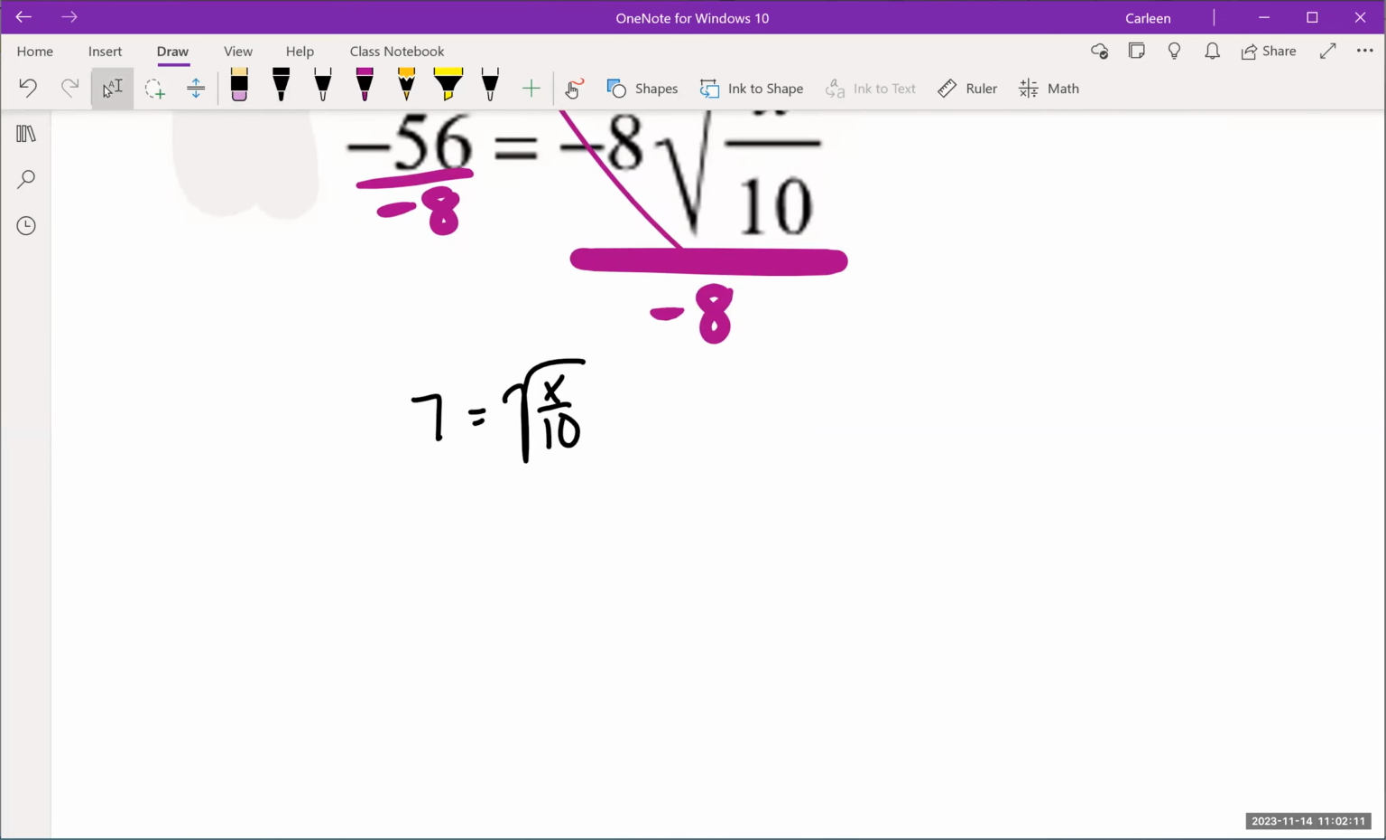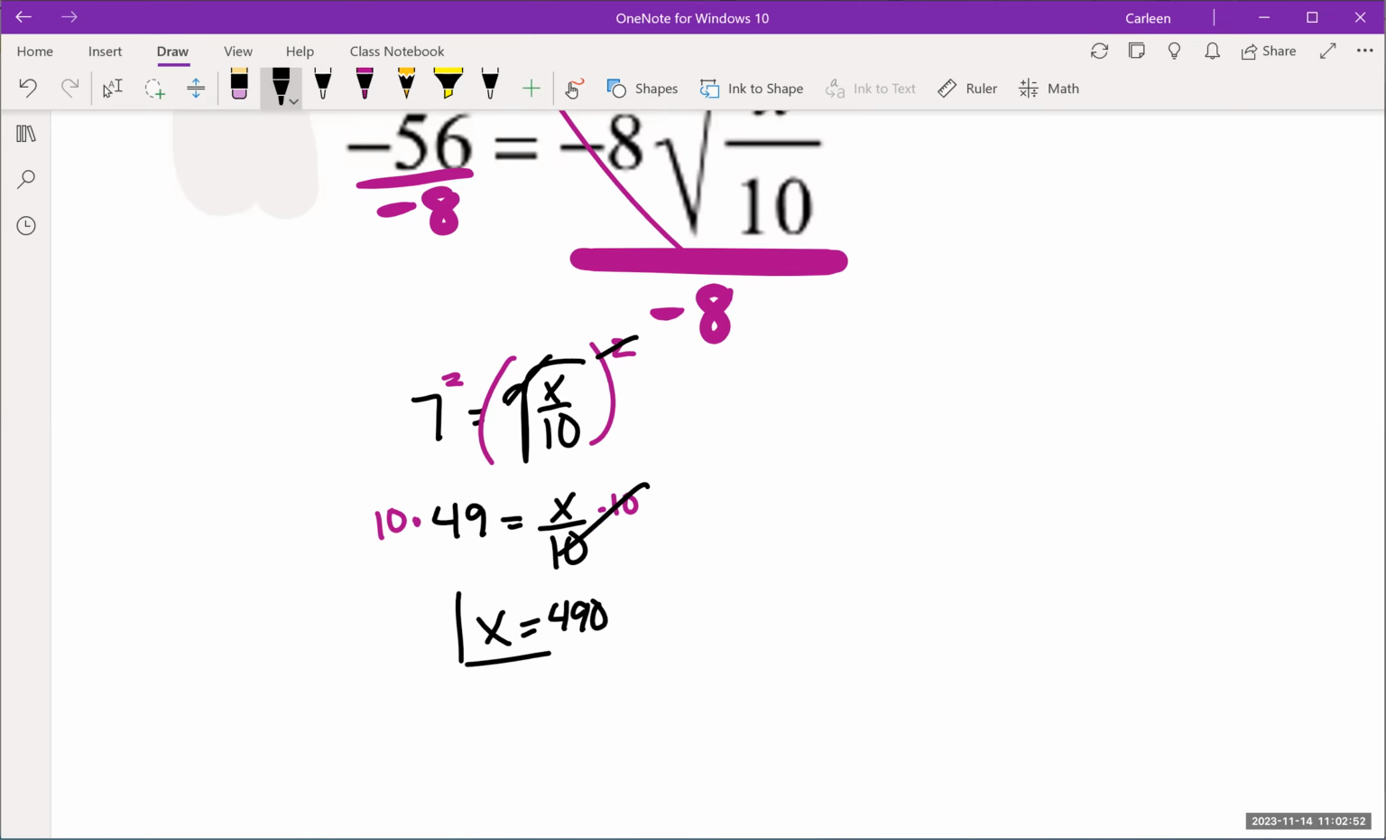Okay, next step, inverse. The inverse of square root is squared. Okay, so I know that squared cancels square root. So I have 49 is equal to x over 10. The 10 was in the house with the x. The 10 is now free. So what is my last step? Multiply by 10. X is equal to 490.